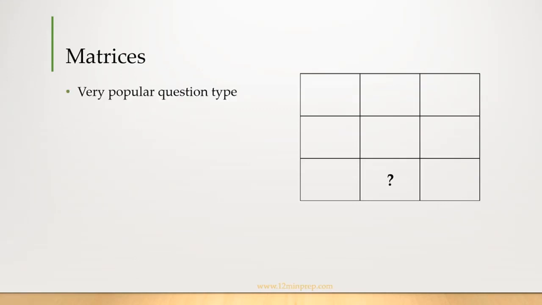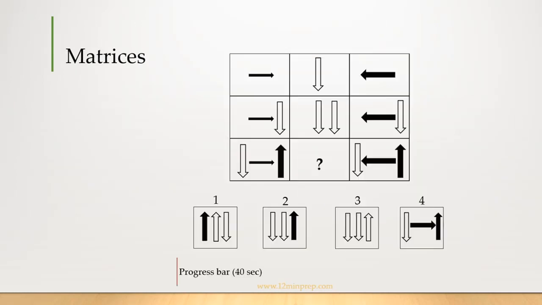Matrices are another popular question type in cognitive ability tests. Similar to the numerical series matrices, you can read the matrix through the column or through the row. Take 40 seconds to solve this question.